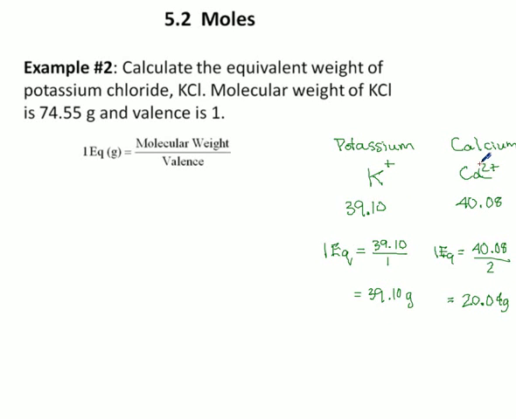That's what you're doing when you work out an equivalence. You're figuring out, given this substance's charge, how much of it do I need to put in to make this chemical reaction go? Now let's try it with the potassium chloride. It won't be all that different.